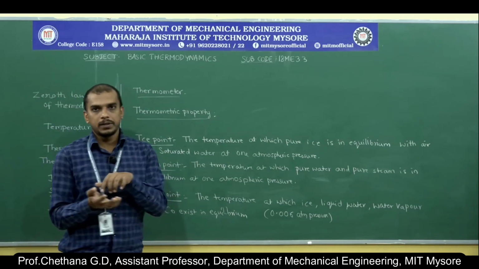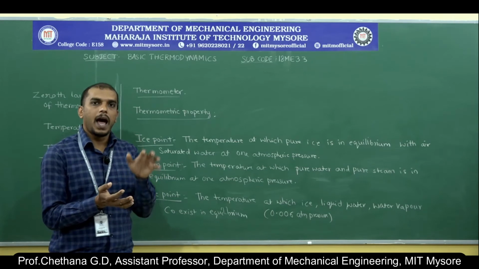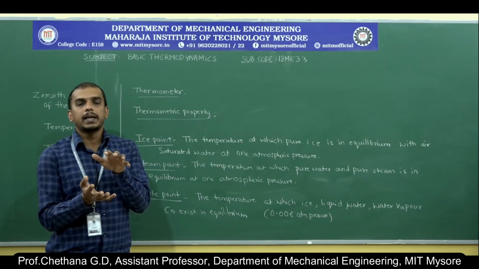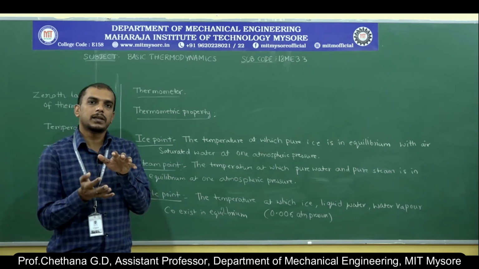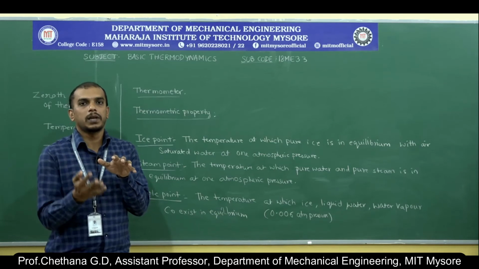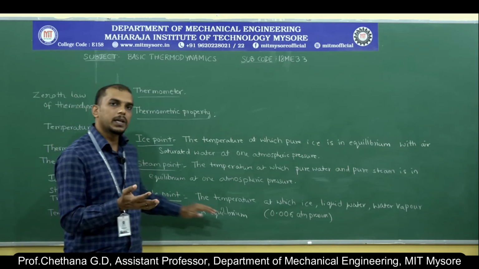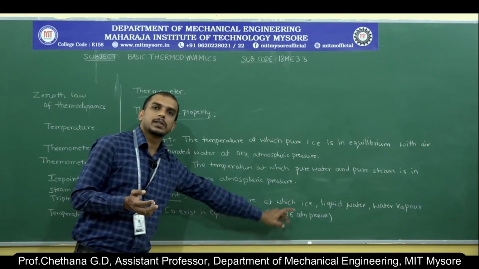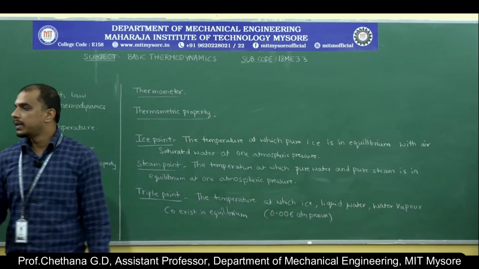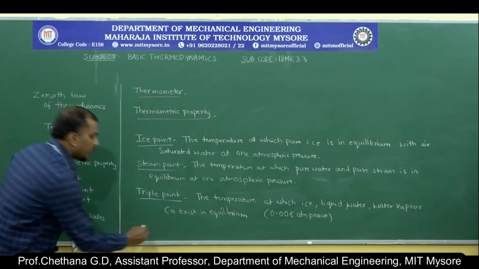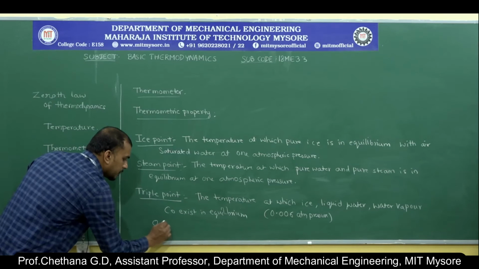So, ice, liquid water and water vapor, all of them will be together and they will not transfer from one state to the other state. They will be in equilibrium. This happens at 0.006 atmospheric pressure, and for water, it is 0.01 degree centigrade.